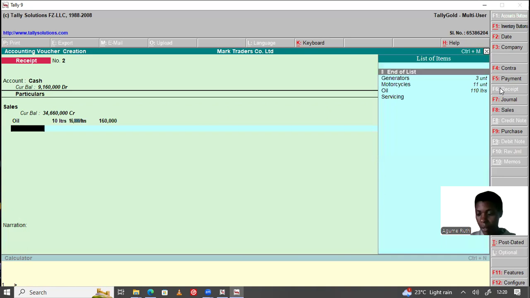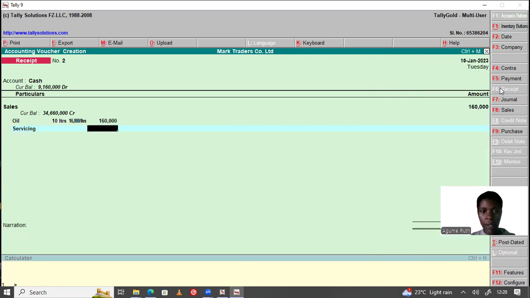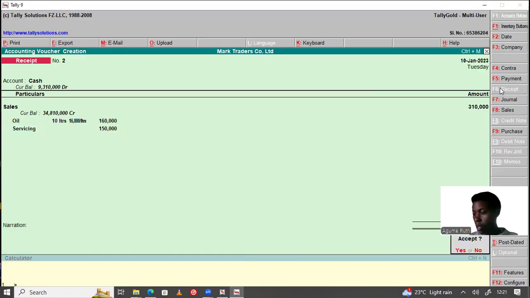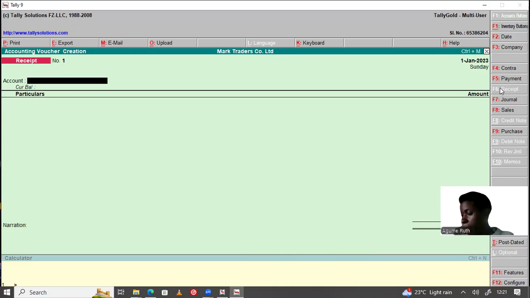I select servicing. And since now they're saying that they serviced 5 generators and each was 5, that is 150,000. I accept the transaction. Then I go to sold 6 motorcycles and 2 generators for cash to Munad Auto Dealers.